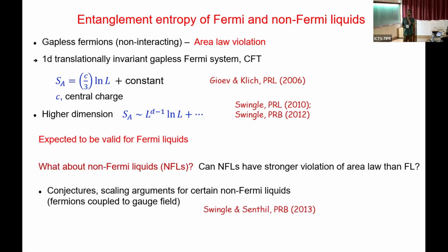This question has of course been asked for a long time. There is no method to calculate it, but people have come up with interesting scaling arguments, like Senthil's and others. There are many works I am not mentioning, but that's the interest: if you have non-Fermi liquids, what about the entanglement? In particular, there are some non-Fermi liquids which have critical Fermi surfaces, which have Fermi surfaces but no quasi-particles, and there these questions become even more interesting.